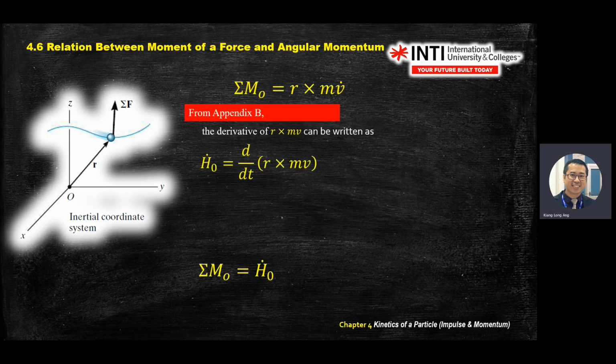Again, refer to Appendix B for how to do the cross product. So you derive, when you want to find the change of your momentum, you take this momentum and differentiate with respect to time dt, right? You'll get r dot cross mv plus r cross m v dot. This is the chain rule, the product rule procedure.